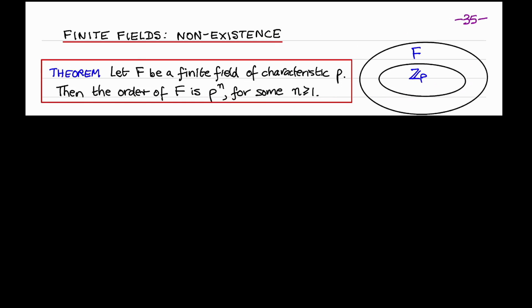We're ready now to prove our main theorem of the lecture, namely the non-existence of finite fields of certain composite orders. Let F be a finite field of characteristic P, where P is prime. Then the order of F is P to the n for some positive integer n. So this theorem says that all finite fields must have an order that's a power of a prime number. And so finite fields of orders that are not powers of prime numbers do not exist.